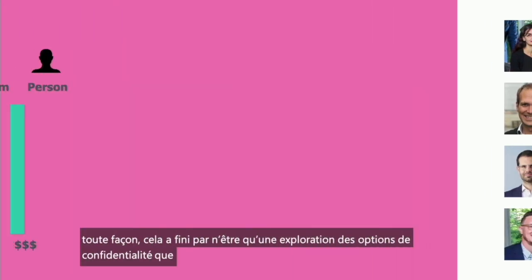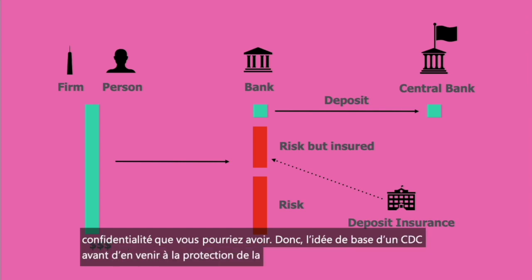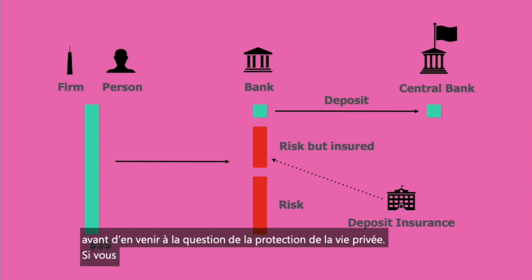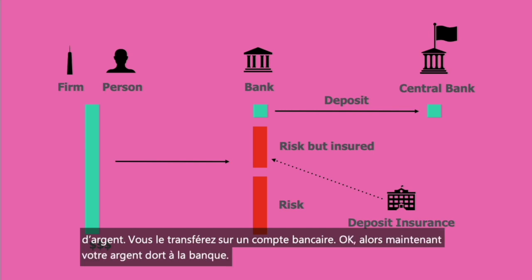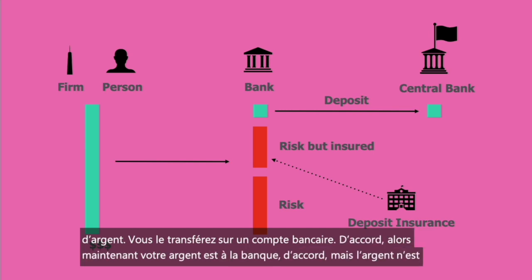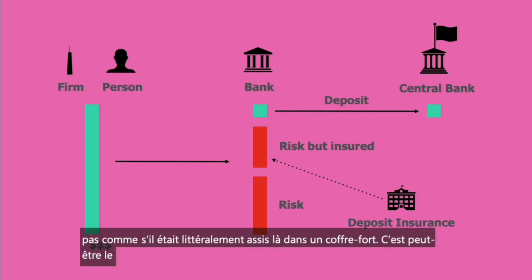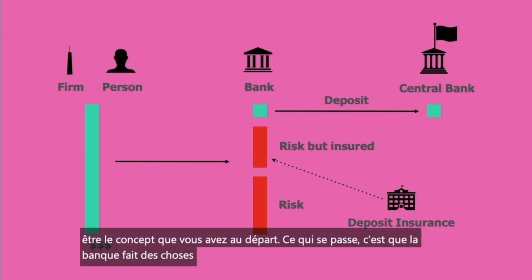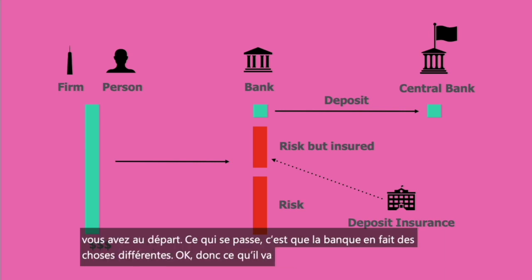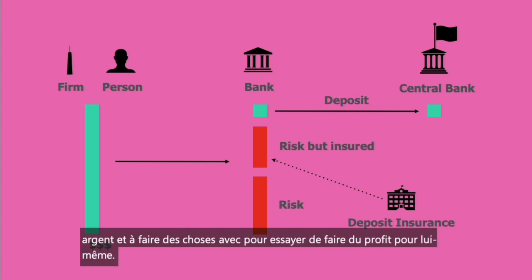The basic idea of a CBDC, before we get to the privacy question, is you are a person or a company, you have a bunch of money, you move it into a bank account. So now your money is sitting in the bank. But the money isn't literally sitting there in a safe. That's maybe the concept you have initially. What happens is the bank does different things with it. It's allowed to take your money and do things with it to try to earn profit for itself. So the money's not just sitting there waiting for you to come back.